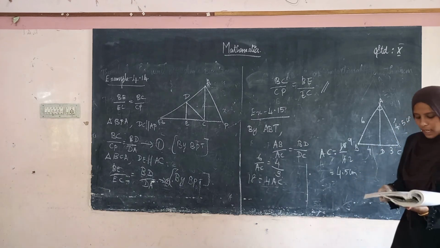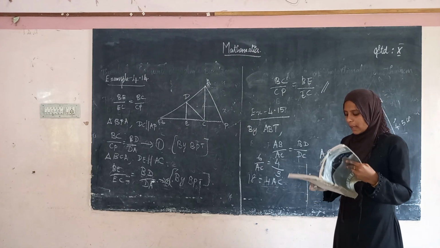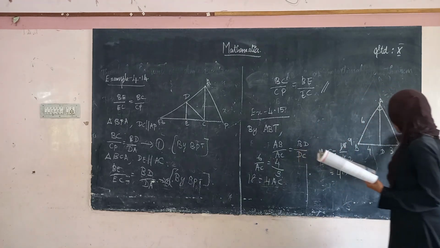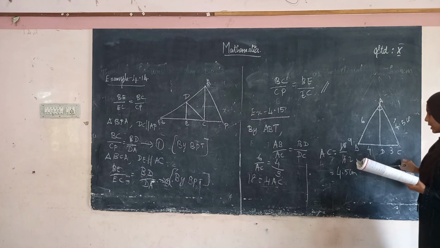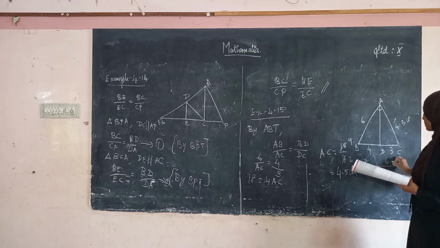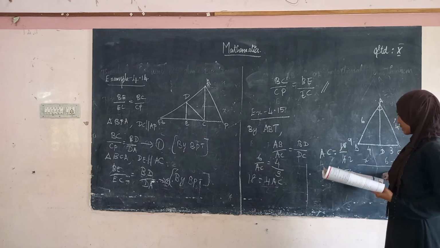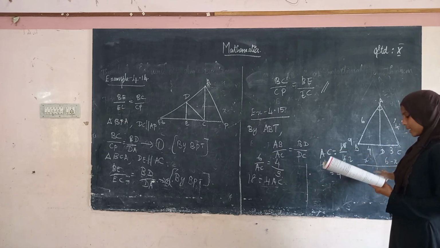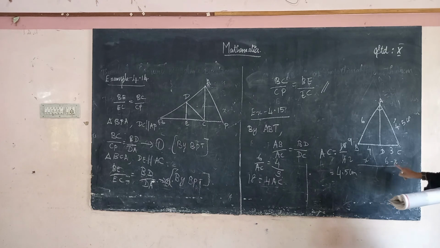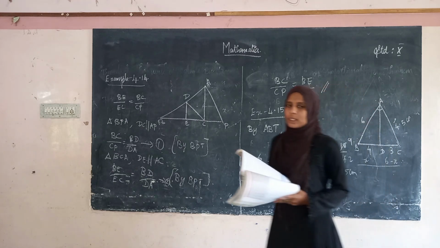And the next, example 4.16, is an assignment for you. Here also they have given AD is the angle bisector. They have given the values of AB and AC, and BC's value is 6 centimeter. Either you take BD as X, then DC automatically becomes 6 minus X. Then using this formula, substitute and you will get the value of X. X value is 2.5, therefore BD is equal to 2.5, then 6 minus 2.5 is 3.5, therefore DC is equal to 3.5. So example 4.16 is the assignment for you.